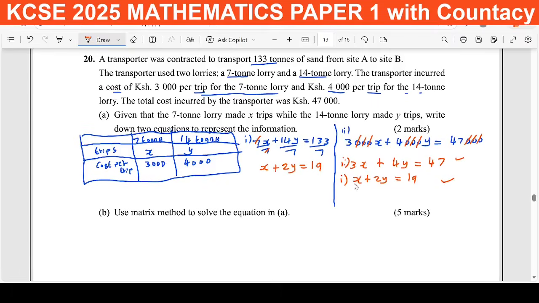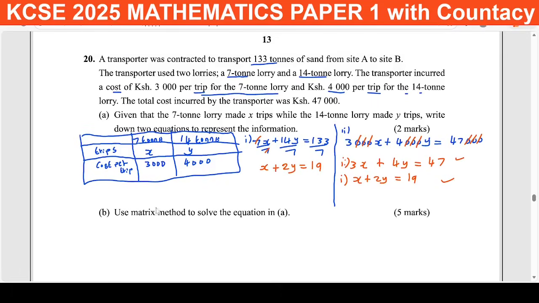So what we have here are these two equations, and that is where we start from. That is x plus 2y is equal to 19, and we have 3x plus 4y is equal to 47.